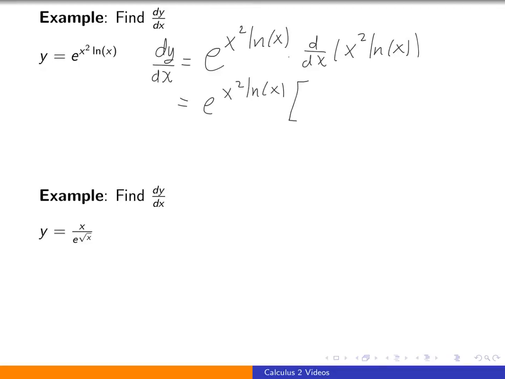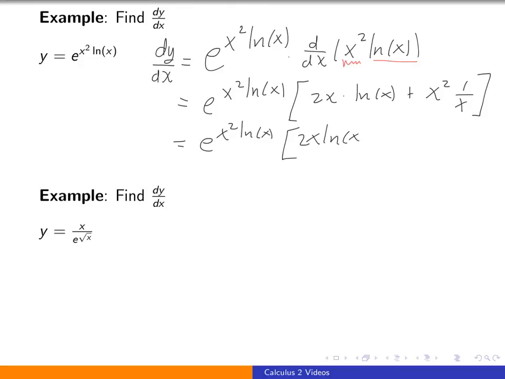And then to differentiate x squared ln x, we use the product rule. We have one function x squared times a second function natural log x. So we take the derivative of the first times the second plus the first times the derivative of the second. So that would be e to the x squared ln of x multiplied by 2x ln x plus x.